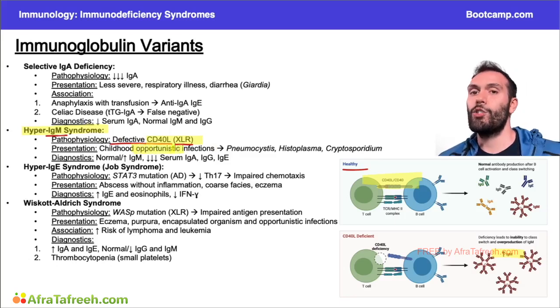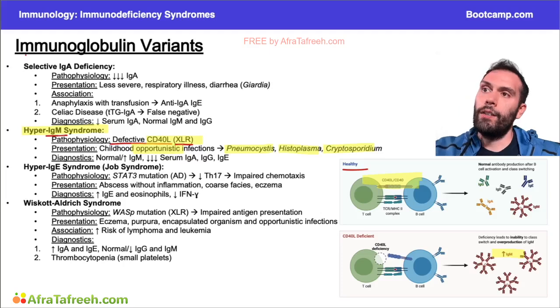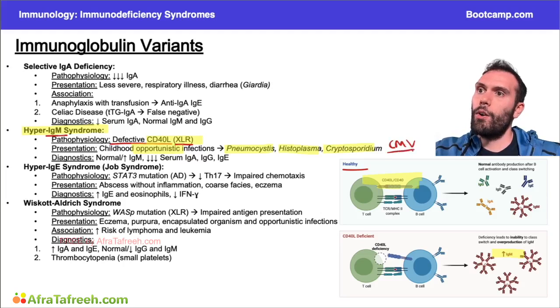And childhood opportunistic infections, right? Opportunistic being infections we normally wouldn't expect to see. Right, pneumocystis is very classic, histoplasma, cryptosporidium. The other big one here that you want to remember is also going to be CMV. Okay, so these four are all going to be very classic in hyper IgM syndrome.